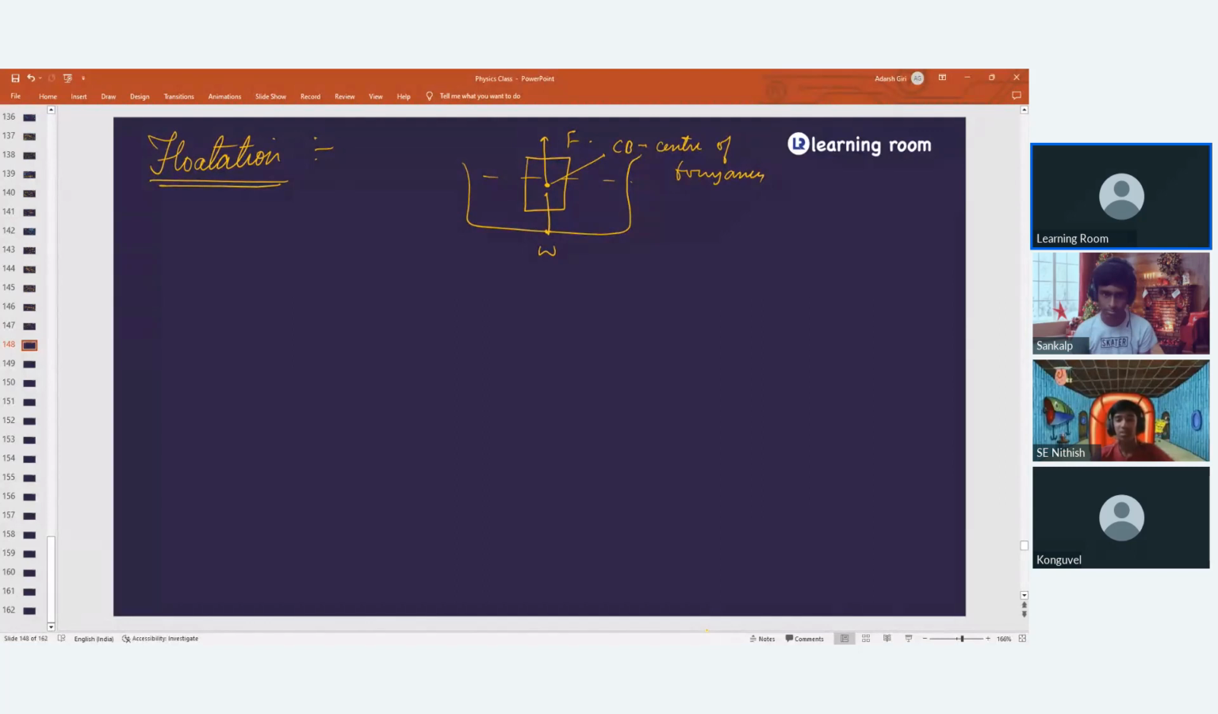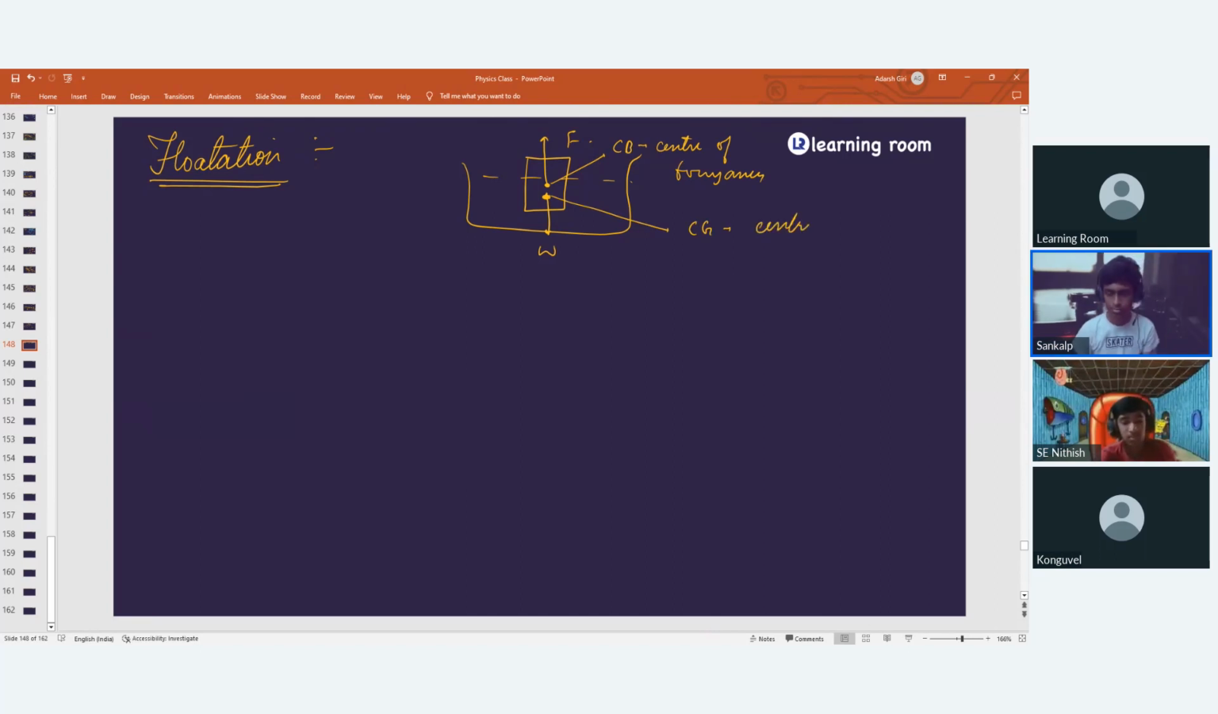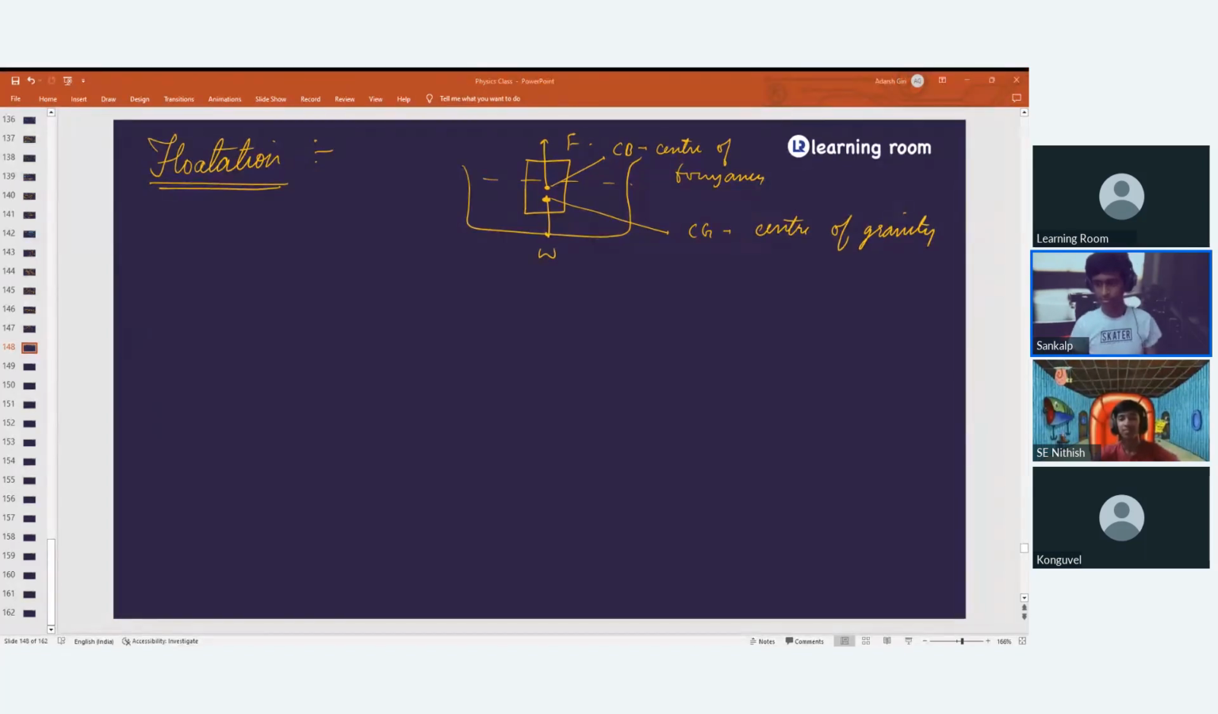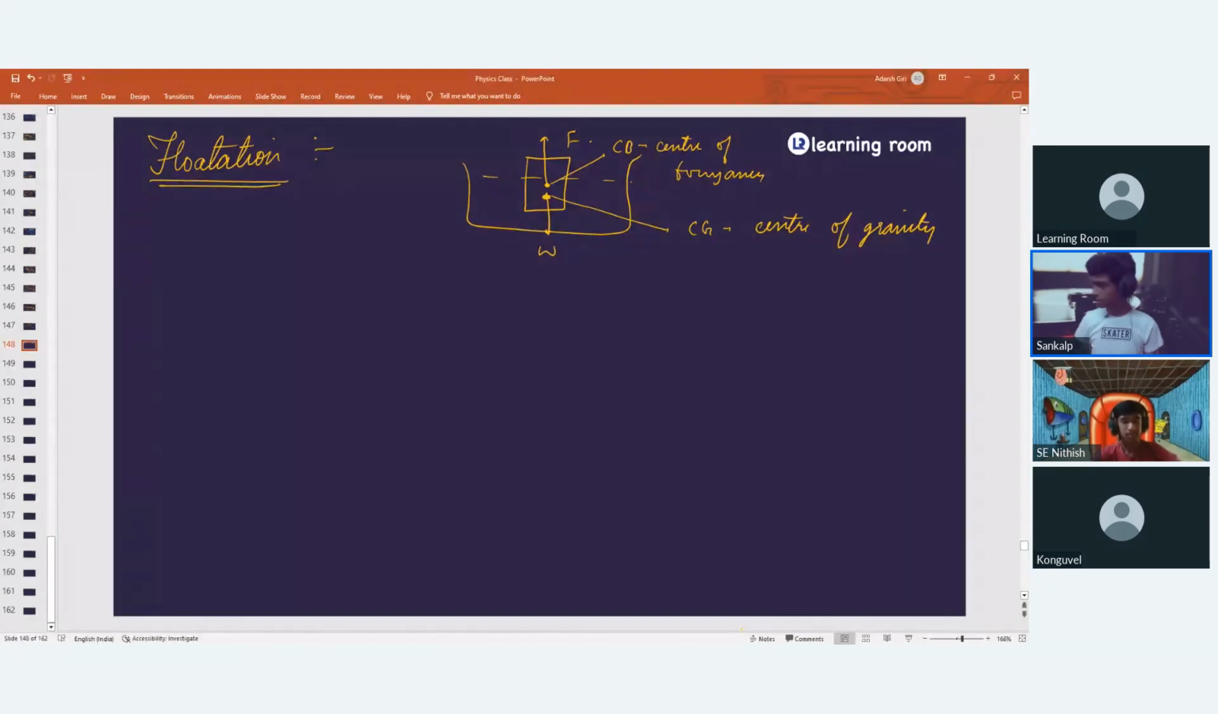So it is called center of buoyancy. And the point where weight is acting, that is called the center of gravity. Center of gravity. Right? Am I audible?